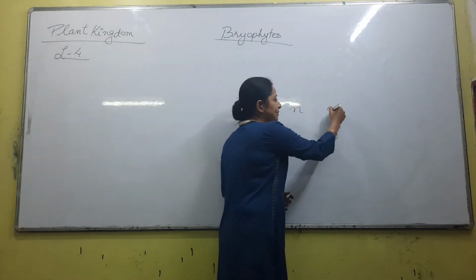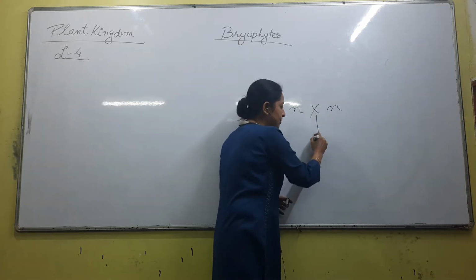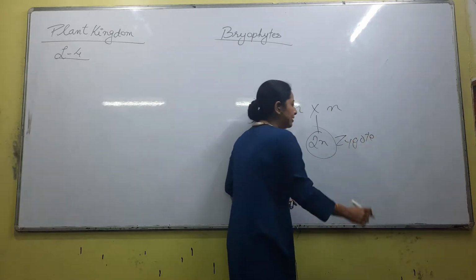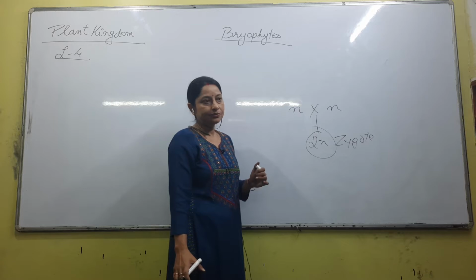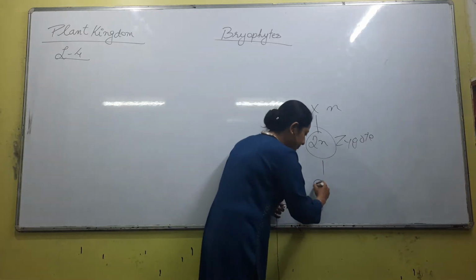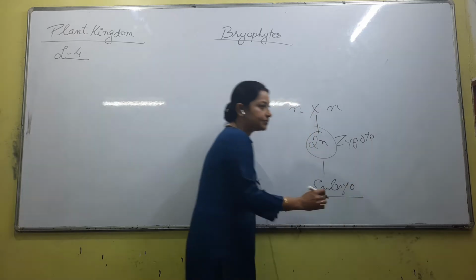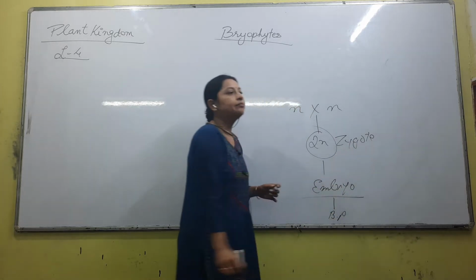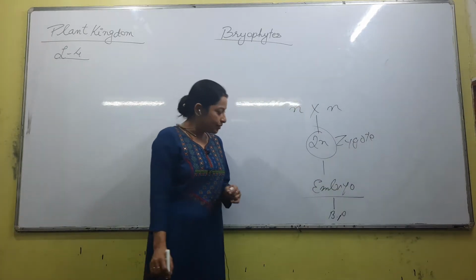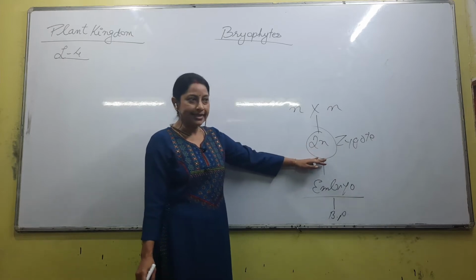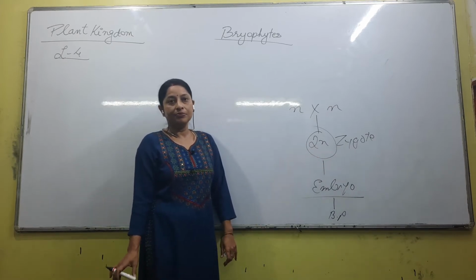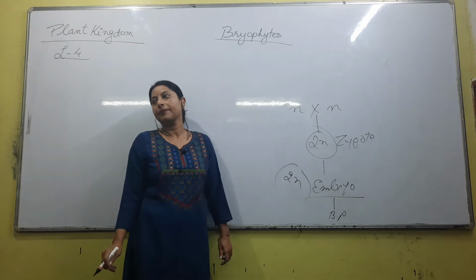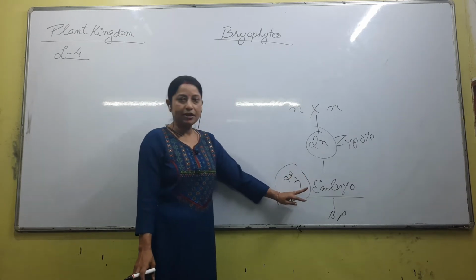For sexual reproduction, what is required? Two gametes are required. When two gametes fuse, what will form? Twice N, and what do we call it? Zygote. The zygote forms the embryo. The embryo ultimately develops into the baby plant. Is this clear? Right? Now the point is, what is the ploidy of the zygote? Twice N. What is the ploidy of the embryo? So the ploidy of the embryo is twice n.